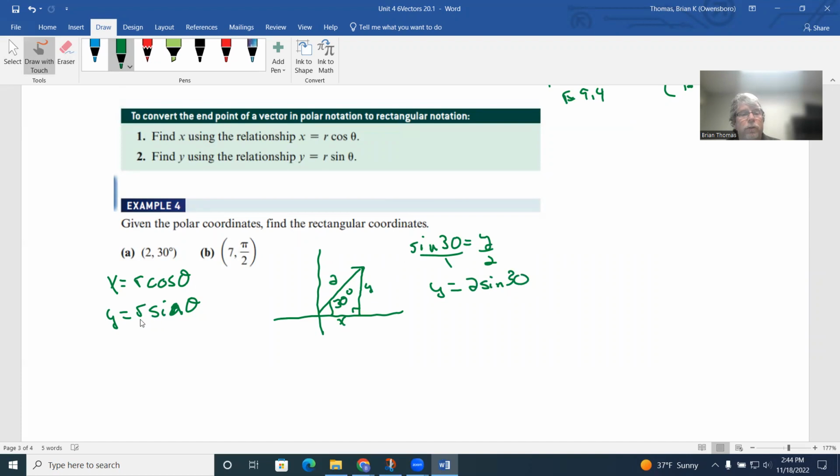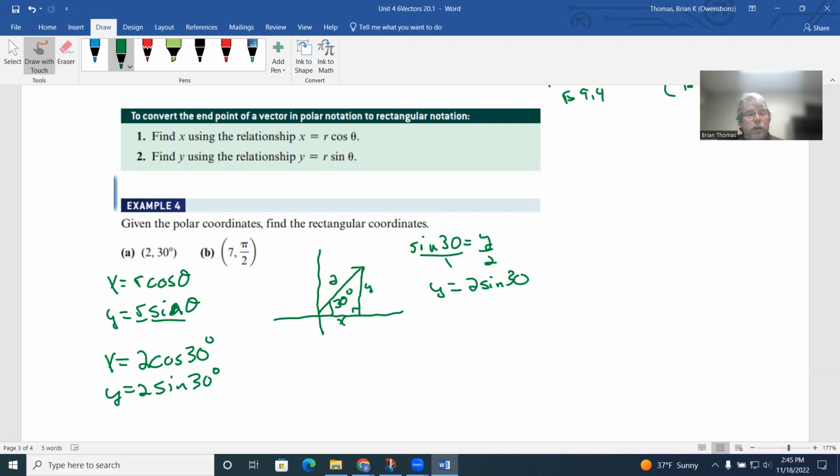But notice how that's essentially what they're doing there: R sine of theta. So I really don't have to do that much work. I can go straight to this formula and say x is going to be equal to R, which was 2, times the cosine of theta, and y is just going to be R sine of theta, so 2 sine of theta. But again, theta was given to us. That's actually 30 degrees. So 2 cosine of 30 degrees and 2 sine of 30 degrees.